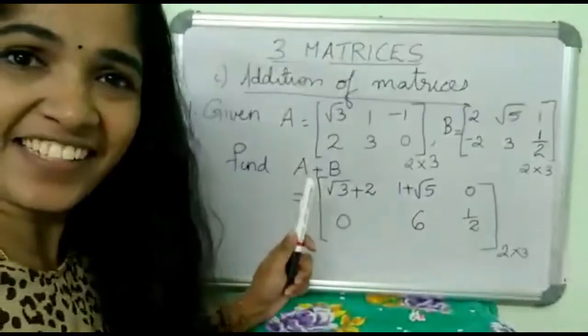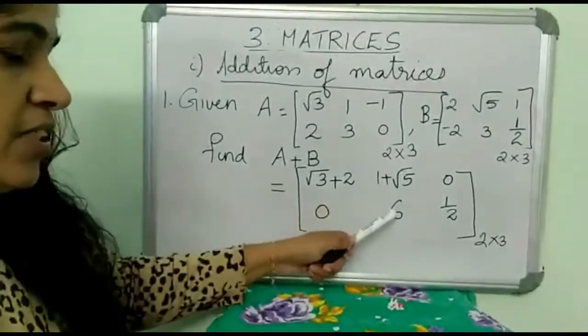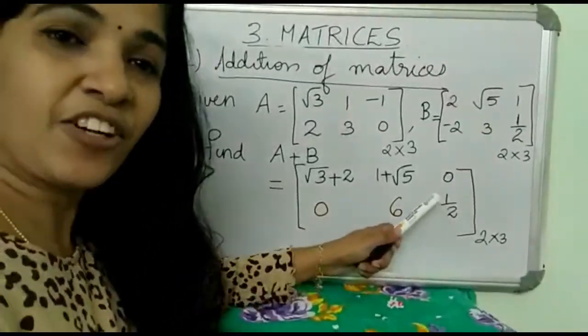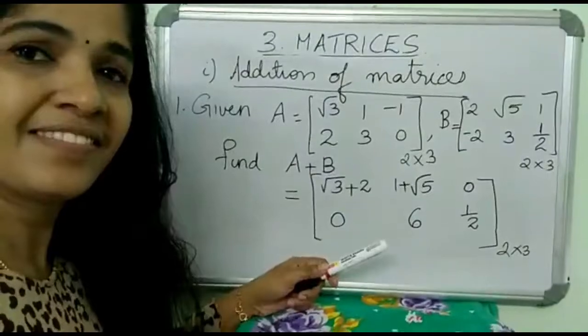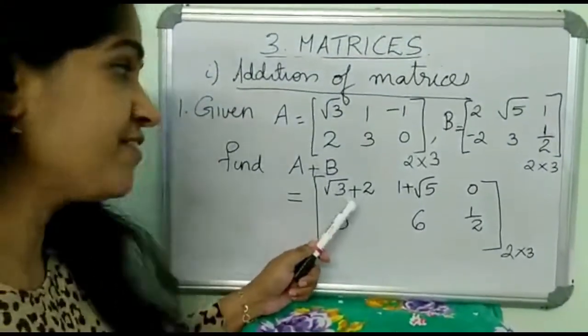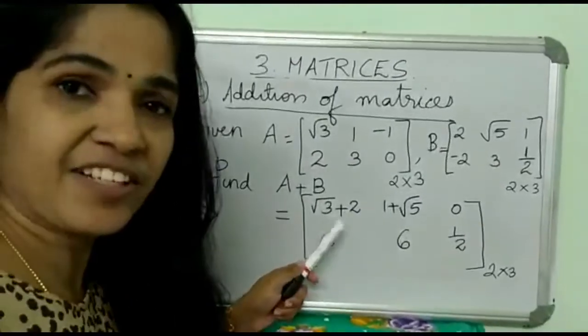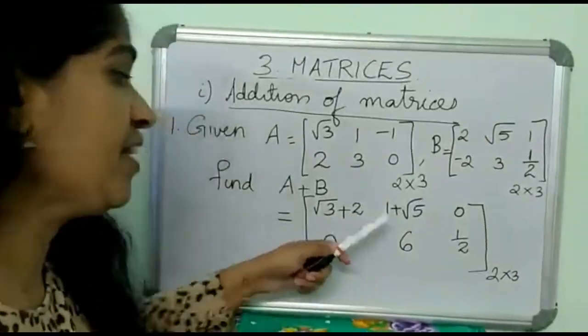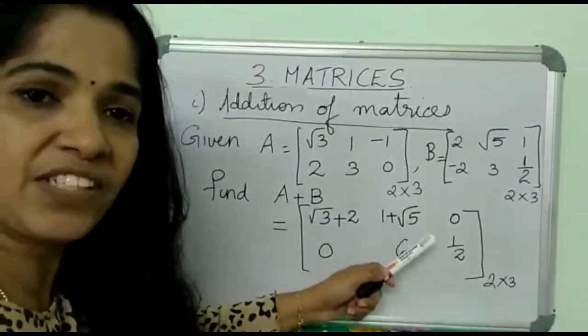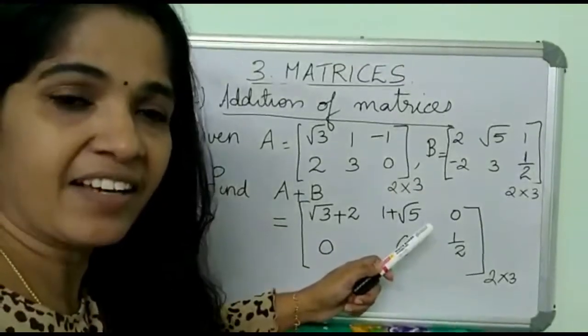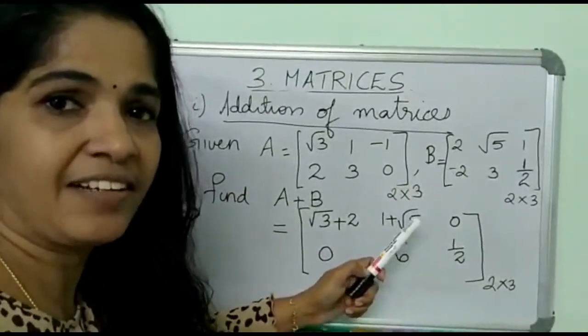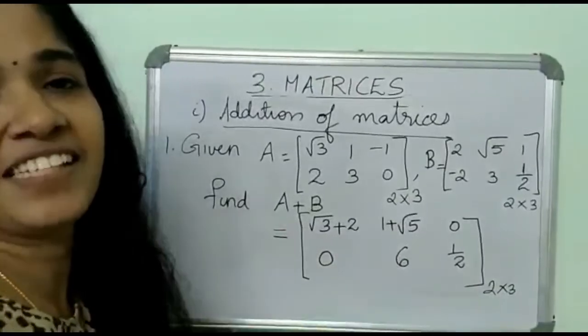Now, let's check the answer. So, the elements are root 3 plus 2, 1 plus root 5, 0, 0, 6, 1 by 2. Got it right? Can we simplify it further? No, because root 3 is irrational and 2 is rational. Same way, 1 is rational and root 5 is irrational. You can't add a rational to an irrational. So, keep it like this. This is the answer to it.